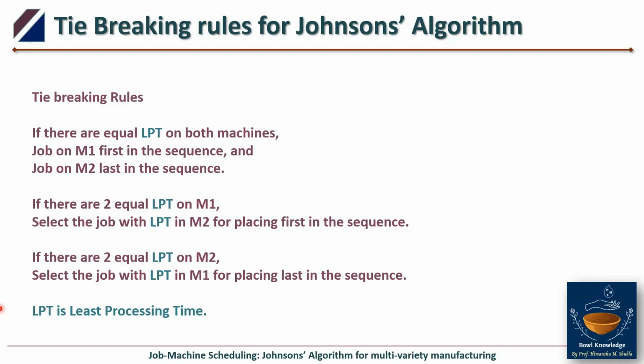And the third rule is: if there are 2 equal LPT on M2, select the job with LPT in M1 for placing last in the sequence. Okay, so these are the tie breaking rules to be considered when you get equal values. First you have to understand the process and procedure of Johnson's algorithm, and then if a tie occurs, these 3 rules are for tie breaking. You can go through these rules very cautiously. If you get a tie, accordingly you have to follow the sequencing procedure.